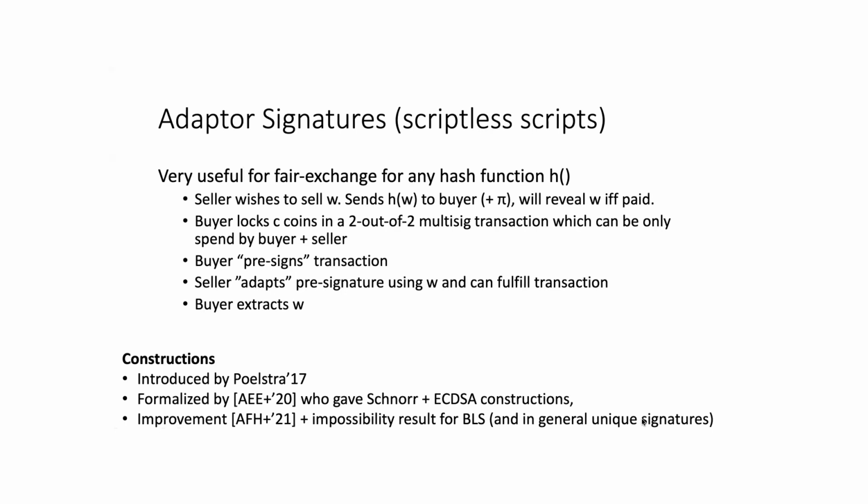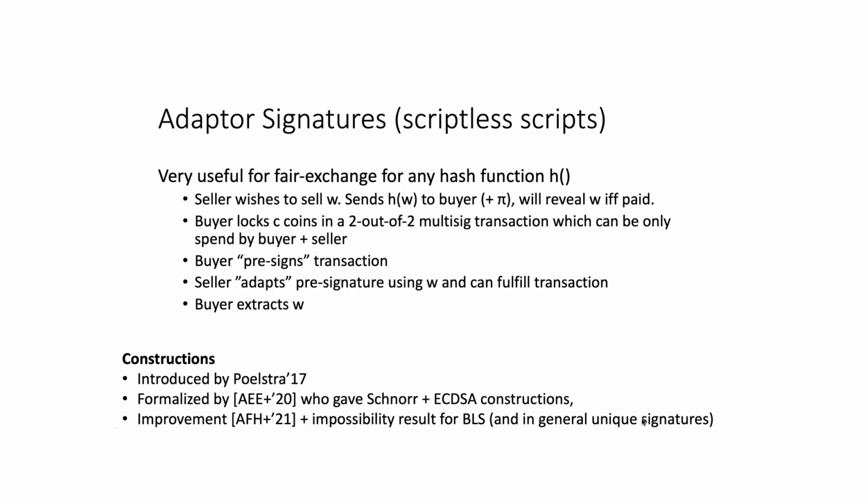As a primitive, they were introduced by Poelstra in 2017. We have compatible Schnorr and ECDSA constructions, and unfortunately we have impossibility results for BLS and, in general, unique signature schemes. So the nice thing here is that if your blockchain system supports Schnorr and ECDSA, you can build these adapter signatures where you're not stuck to using a particular hash function in the process.